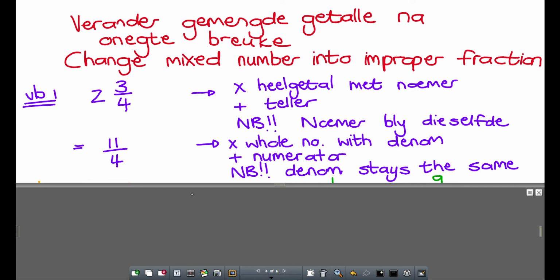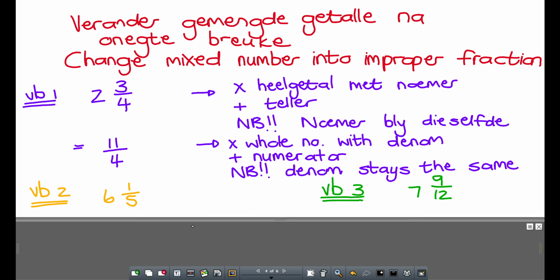Right, so what I want you guys to do is try example 2 and 3 on your own. So multiply the whole number with the denominator. To that answer, you add the numerator. And make sure that when you write it as an improper fraction, the denominator stays the same. And remember, with improper fractions, the numerator, the one at the top, must be bigger than the one at the bottom.